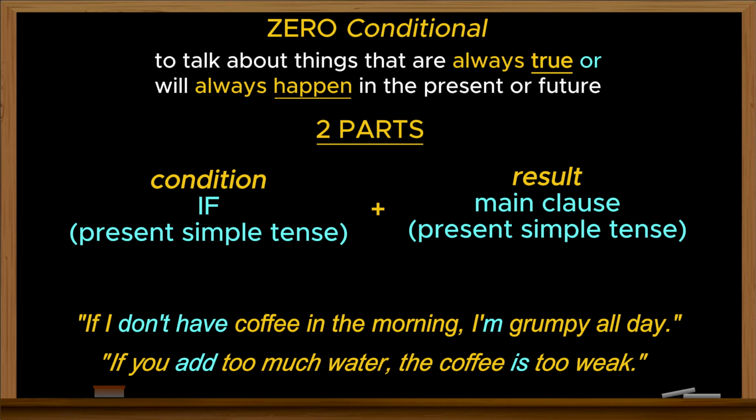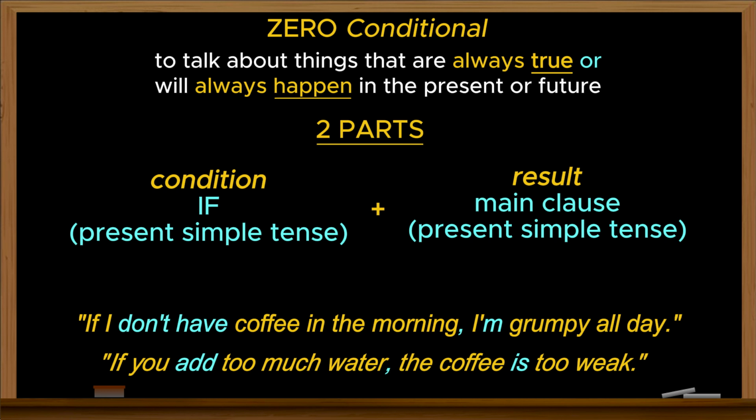I don't have coffee in the morning, I'm grumpy all day, which is true for me and might be for you. And if you add too much water, the coffee is too weak, which is true in general. There's no other option. You can't make strong coffee by adding too much water to it. If you're writing these sentences, note that you need to put a comma between the clauses.